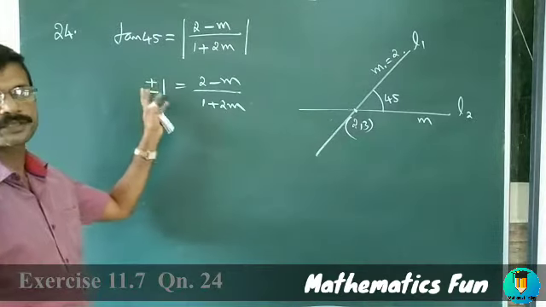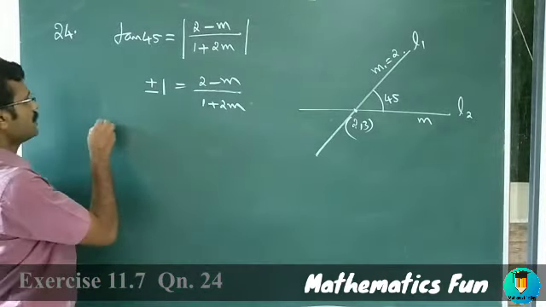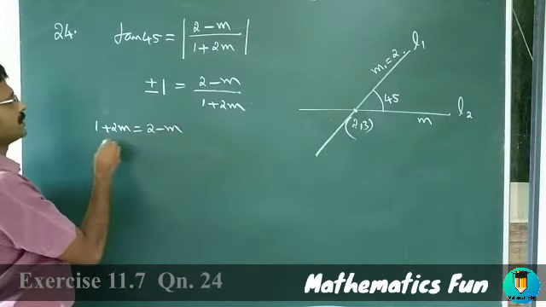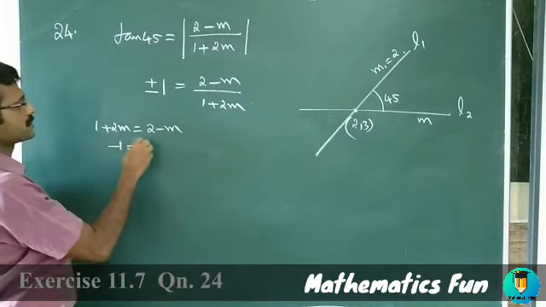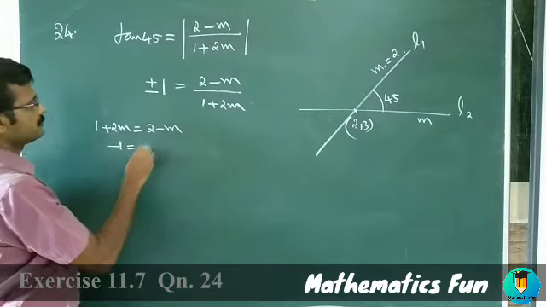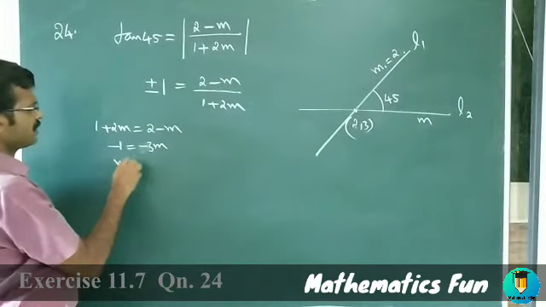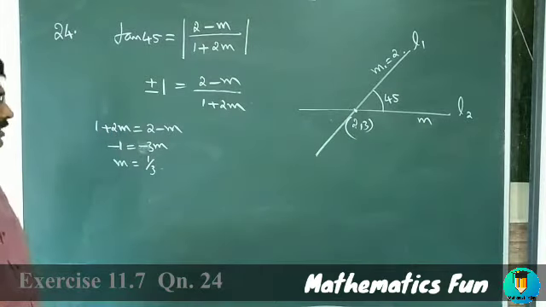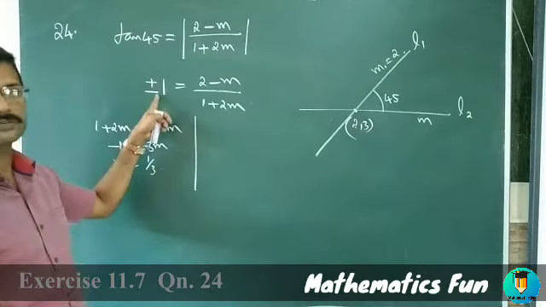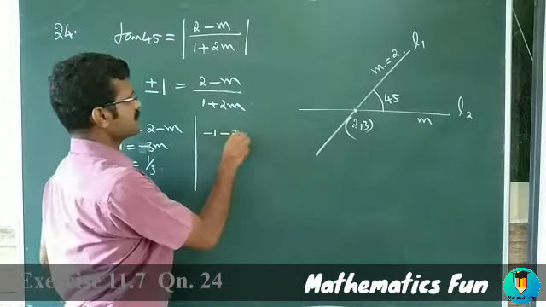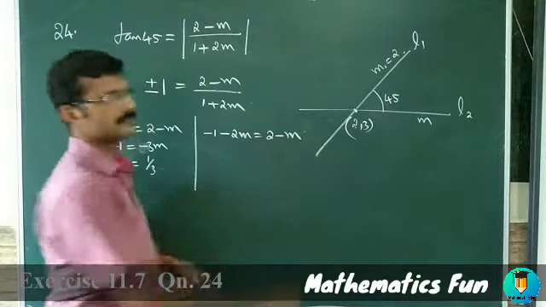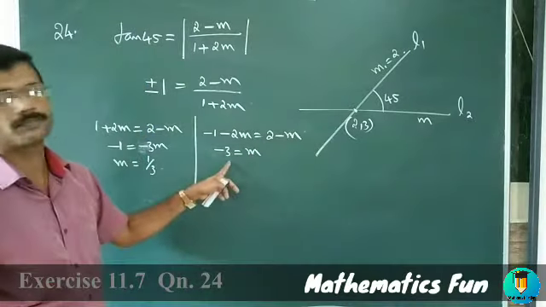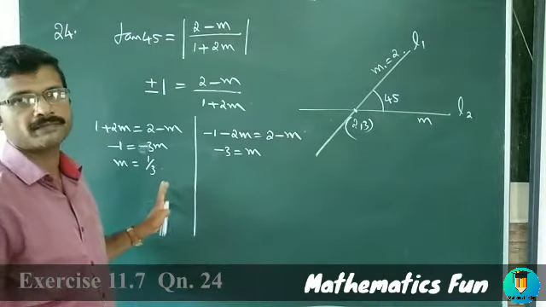Now I will proceed with both the possibilities. First, with the plus sign: 1 + 2m = 2 - m. If I shift the terms, it is 3m = 1, that means m is 1/3 in this case. Now the second case, if I take minus 1, it will be -1 - 2m = 2 - m. Again shifting, here -3 = m, that is the second slope. So I got two values of m.